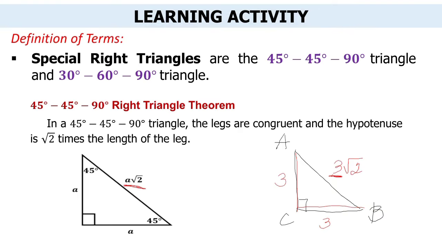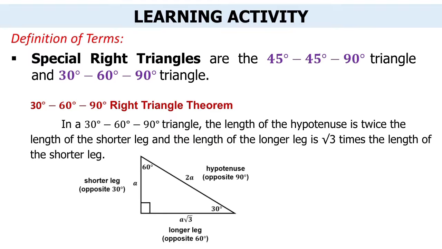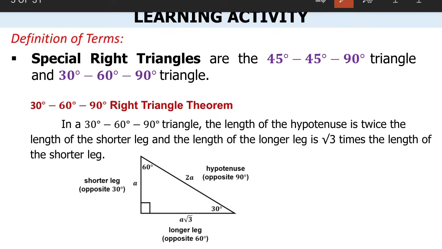So we will now proceed to the 30-60-90 right triangle theorem. In a 30-60-90 triangle, the length of the hypotenuse is twice the length of the shorter leg. By the way, before we proceed, your shorter leg here is this. Okay, this is your shorter leg, and it is so obvious in a 30-60-90 right triangle. While the longer leg is this one.